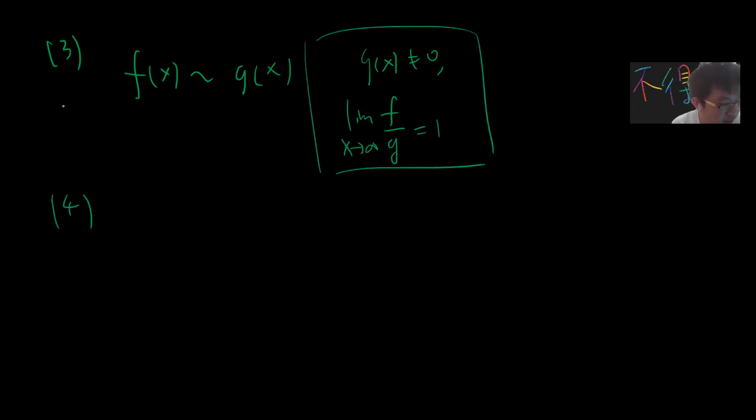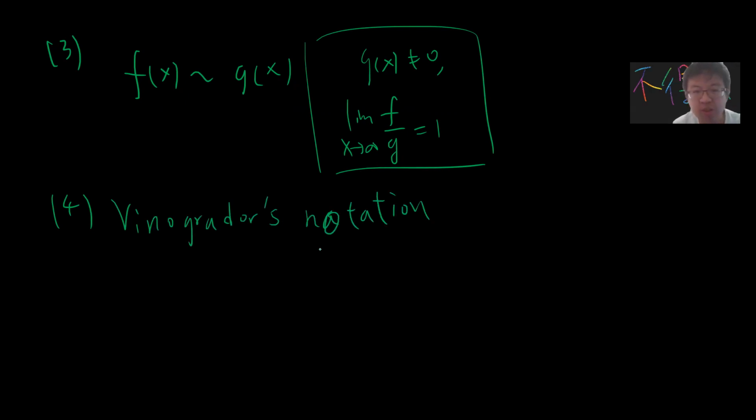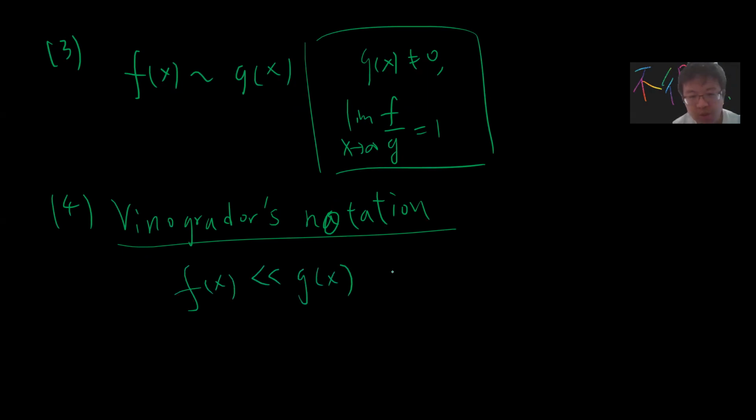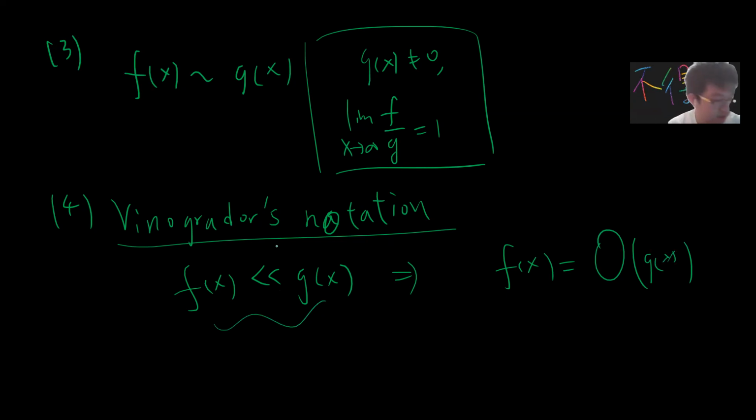The fourth is a very famous notation called Vinogradov's notation. If you see Terry Tao's videos or analytic number theory video lectures, people always use this strange notation, f of x much less than g of x. This means that f of x is just big O of g of x, but people in analytic number theory like to use this notation.